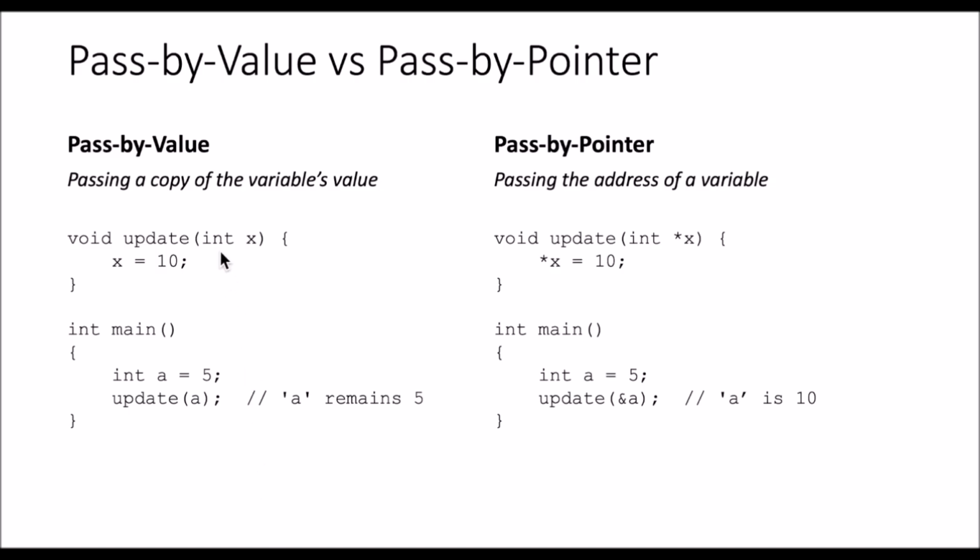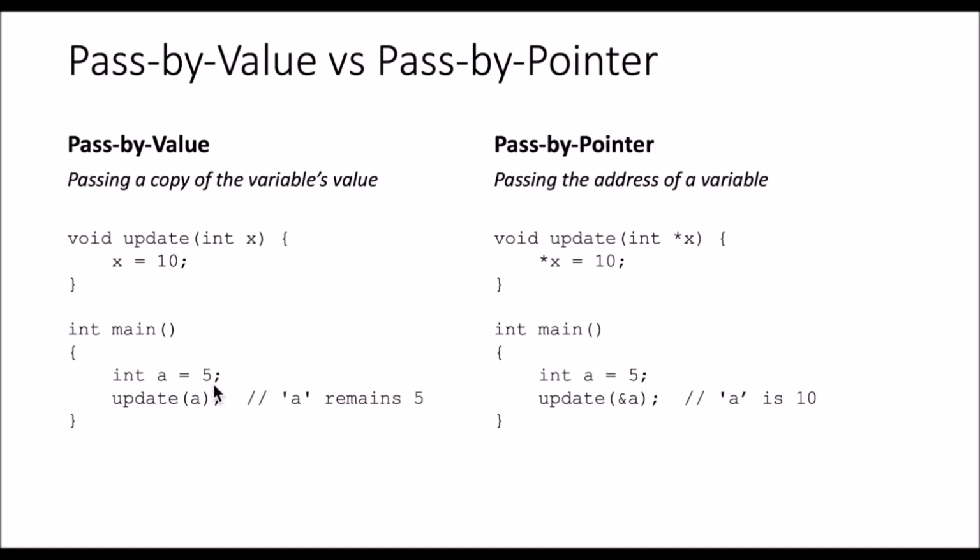Whenever I declare a primitive data type as a parameter, I use pass by value. Whenever I call this function, like update a, I create a copy of a and pass it into the function. And the original variable that I have in my calling function will never update.